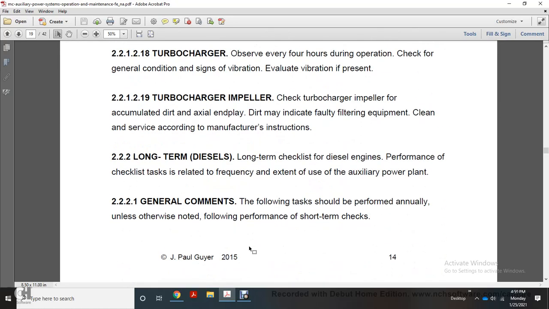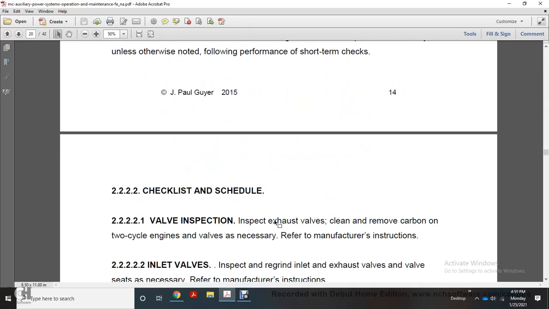Long-term diesel checklist. The long-term checklist for diesel engine performance is related to the frequency, extent, and use of the auxiliary power plant. General comment: the following tasks shall be performed annually unless otherwise noted, following the short-term performance checks.